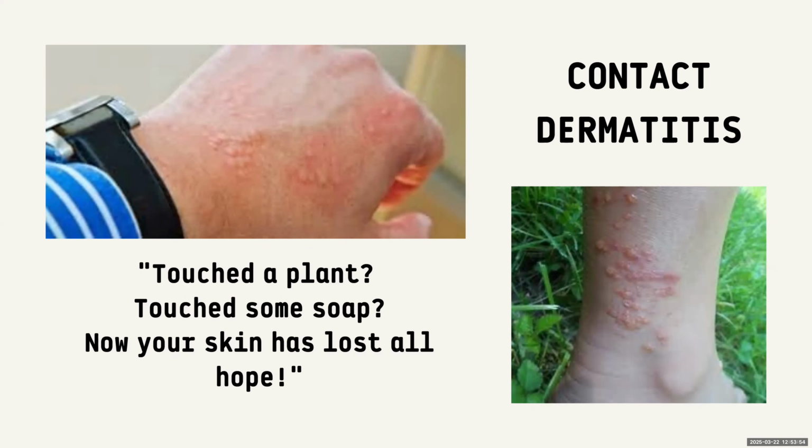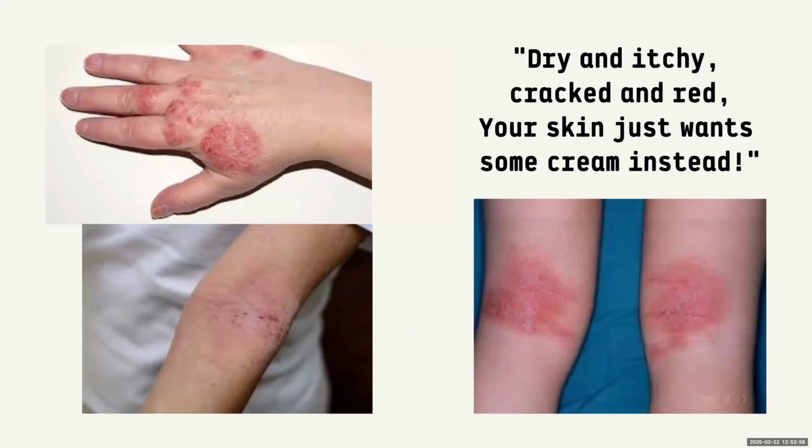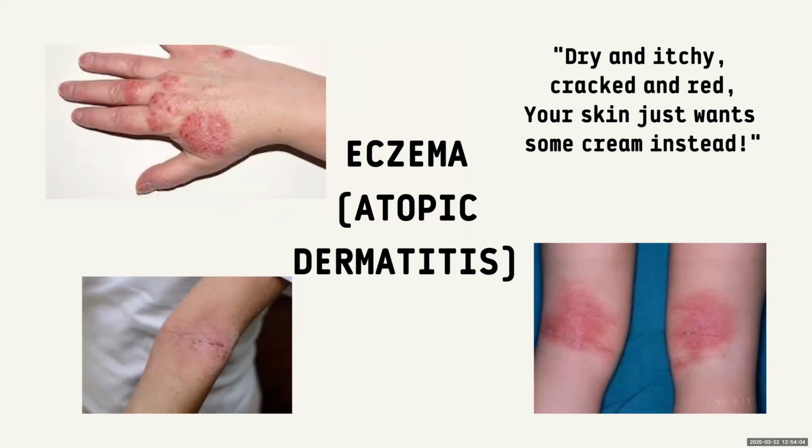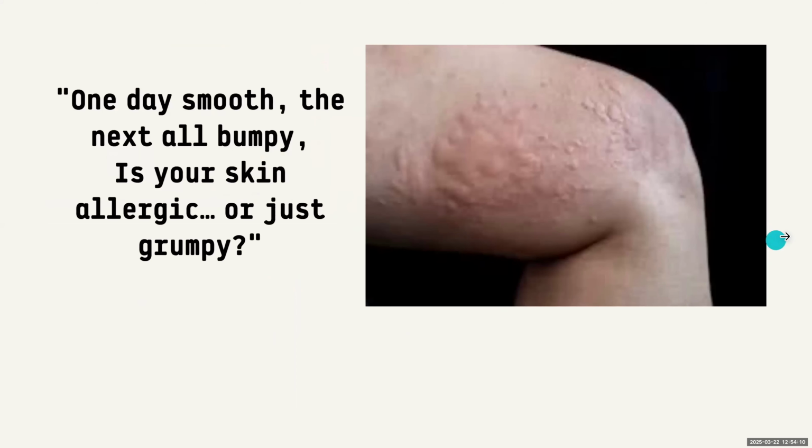Okay, next rash. Dry and itchy, cracked and red. Your skin just wants some cream instead. Eczema? Yes, or atopic dermatitis. One day smooth, the next all bumpy. Is your skin just allergic or just grumpy?